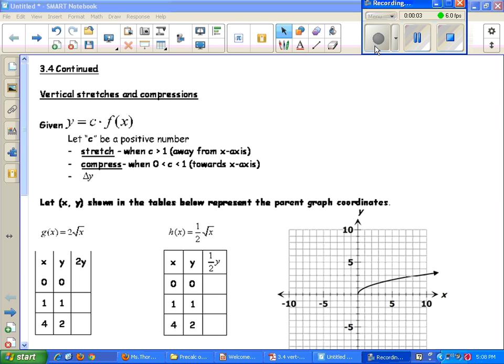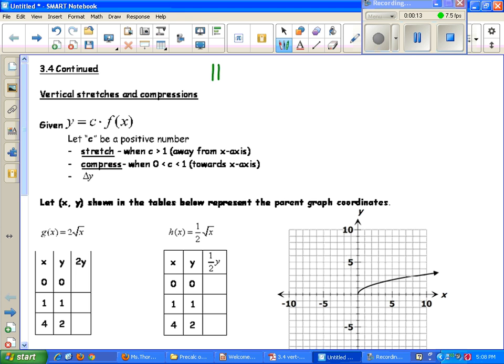Section 3.4 continued, vertical stretches and compressions, and we're also going to talk about horizontal stretches and compressions. Just as a reminder, horizontal movements change your x values, and vertical changes your y values. So the first thing we're going to concentrate on is the vertical stretches and compressions.